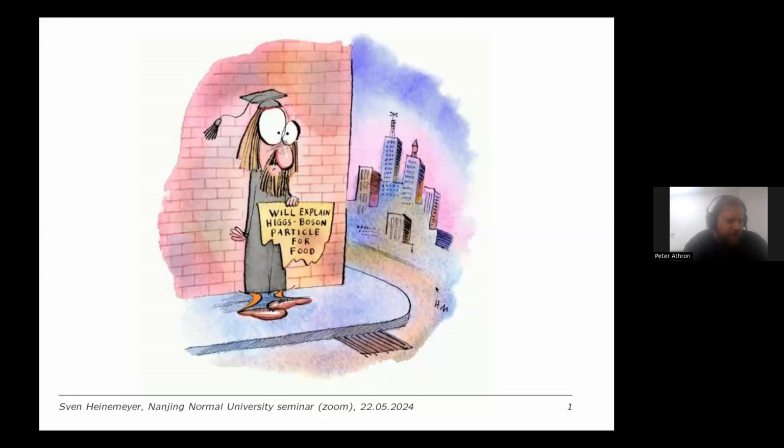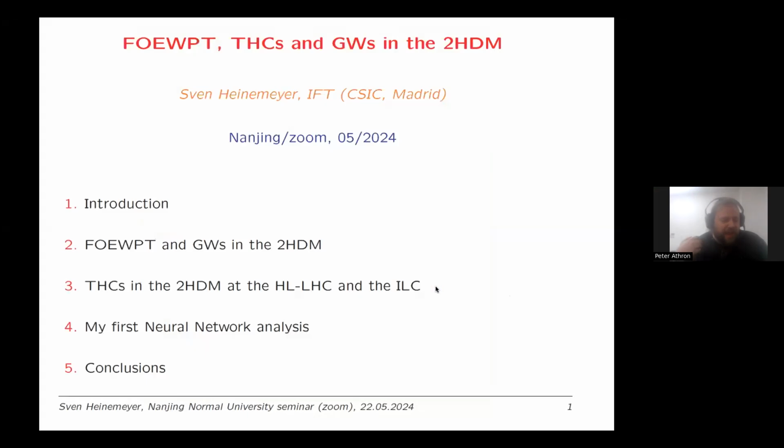Okay. Hi, everyone. So we now have today Sven Heinemeyer, who I think most of you know anyway, but Sven is really a very big expert on precision Higgs calculations and also precision calculations in the Electroweak sector in general. He's one of the main authors of FeynHiggs, which is, well, it was already a famous code when I was a PhD student, and it remains a famous code.